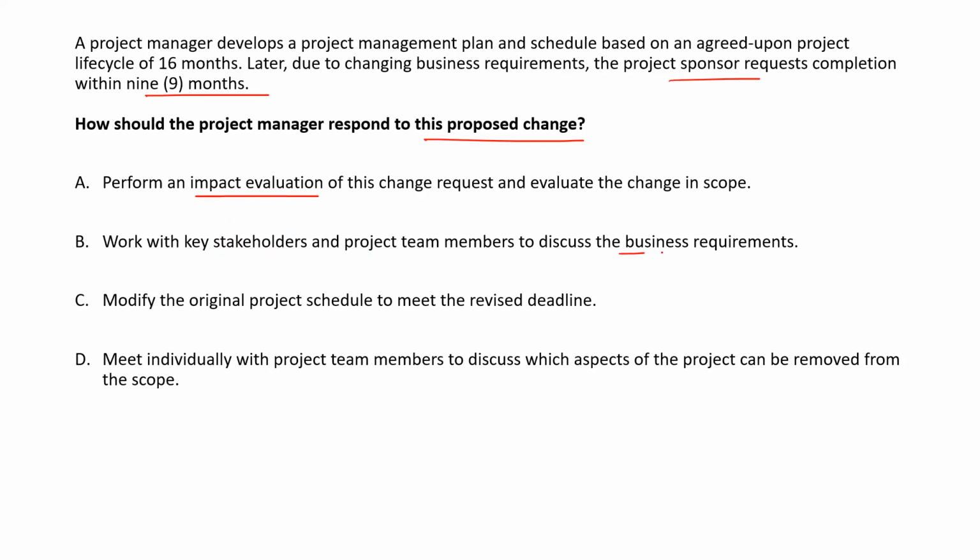Are we doing the business requirement? There is no business requirement. It's a challenge about schedule. Modify the original project schedule. You can never do this. You are not the decision maker. Who is the decision maker? CCB.